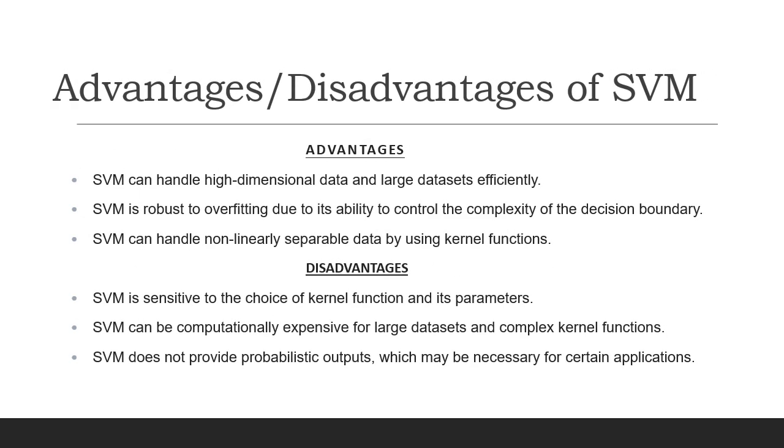Advantages and disadvantages of the SVM. The advantages are SVM can handle high dimensional data and datasets efficiently. Then it is robust to overfitting due to its ability to control the complexity of the decision boundary. It can also handle non-linearly separable data by using kernel functions. These are the advantages of the SVM.